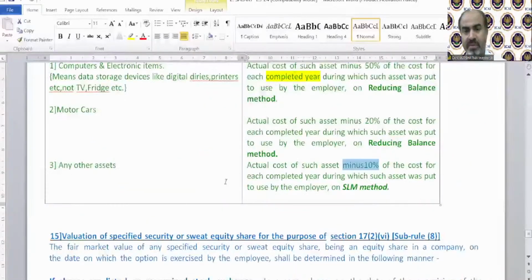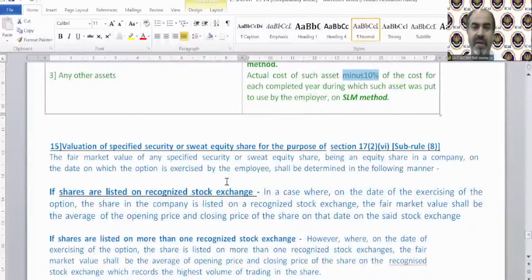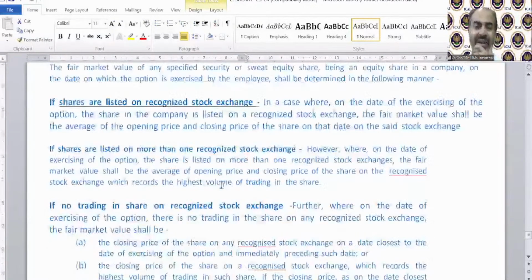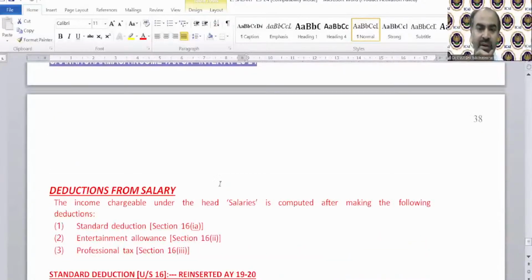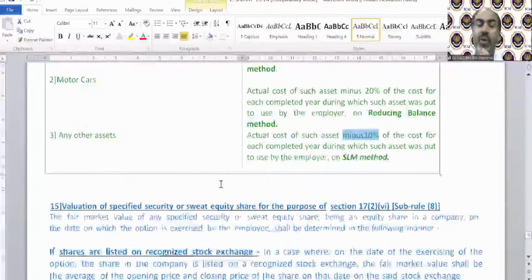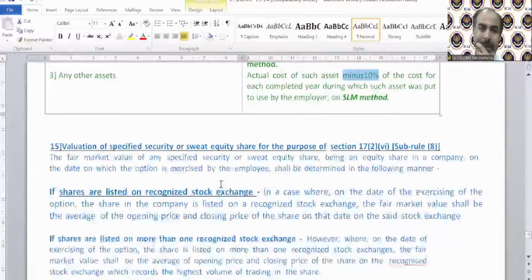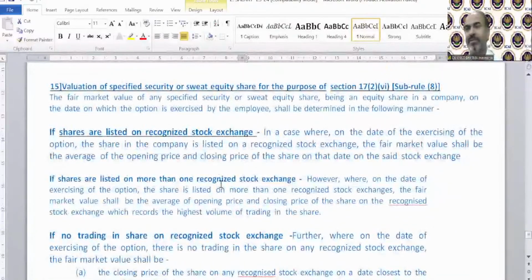So this is the table: valuation of specified security or sweat equity share for the purpose of section 17(2). So technically, I guess this is our last perquisite valuation rule. After this, we can move on to the deductions provision, and then we will be left with the relief provision. And then I will solve the question relating to the interest provision, what we discussed today, and the full question of salary we're going to discuss today.